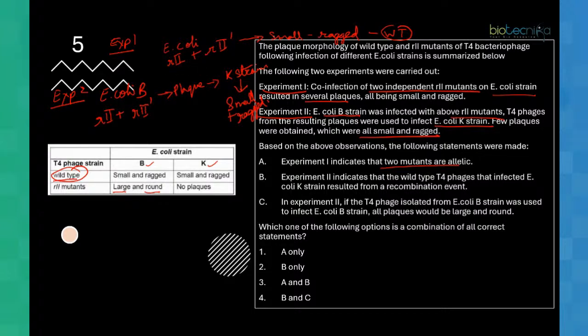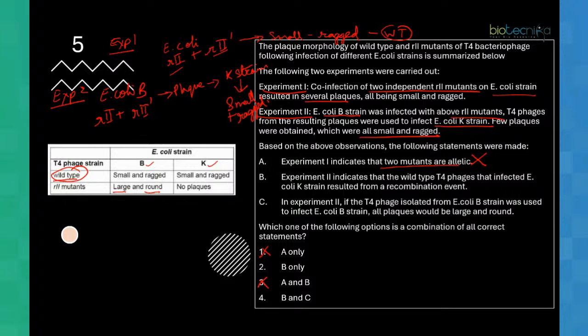They formed the wild type, and that resulted in the formation of small ragged plaques. So when they can complement each other, the mutations are happening in different cistrons. If they are in different cistrons, will we call them allelic? No, it will be non-allelic. So experiment 1 indicates two mutants are allelic: this is incorrect. A is wrong. A being wrong, you can automatically eliminate options 1 and 3.